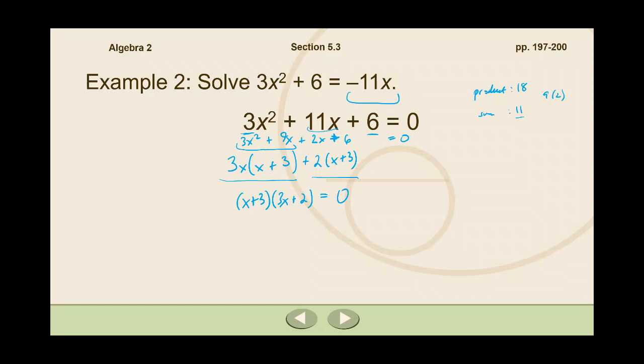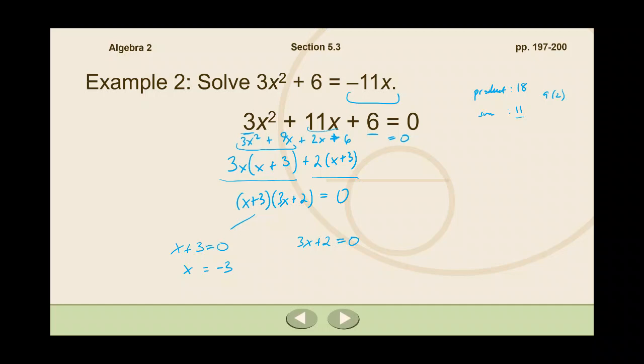will be equal to 0. Now I'll use my zero product property. I'll say x plus 3 equals 0 and 3x plus 2 equals 0. Now I solve for x. X in this case will equal negative 3.